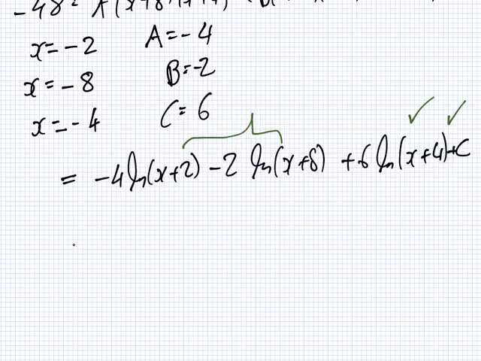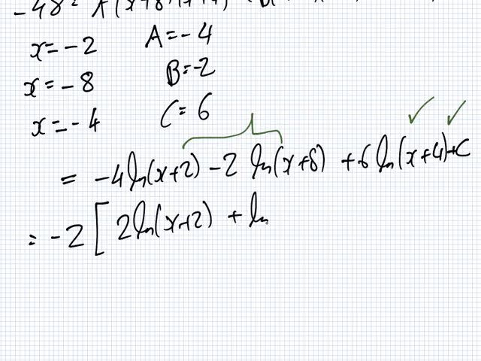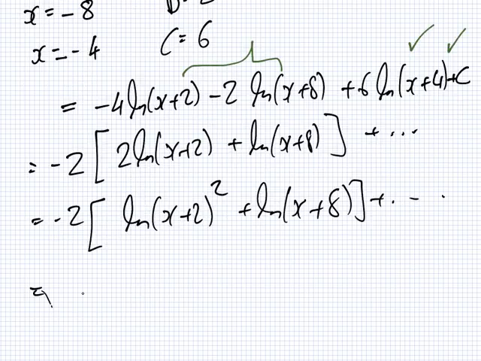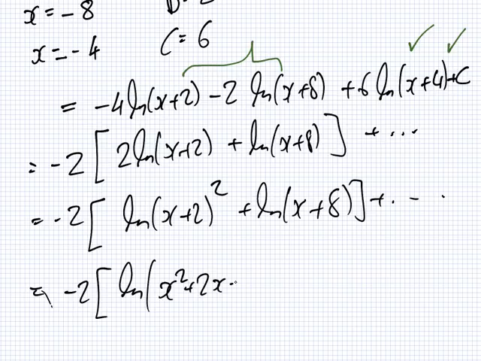Okay. So I'm thinking first I'll take out the minus 2, and I'll be left with 2 log x plus 2 plus log x plus 8. And this piece at the end is fine, so I won't write it again because we're good with this piece. Right, now I can bring the 2 up to the top, like this. Yeah, and then this will be squared, so that will be log x squared plus 2x plus 4 plus log x plus 8.